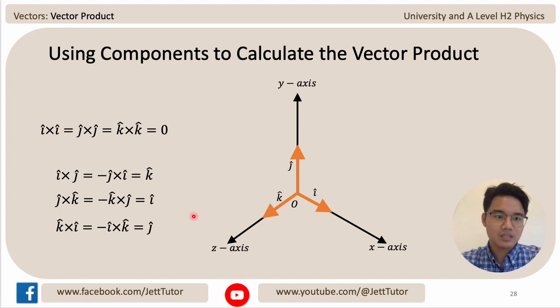And then another example: you put the four fingers in the k hat direction and then curl them in the i direction, and your thumb is going to the j direction. So the j direction is the direction of the vector k hat cross i hat.